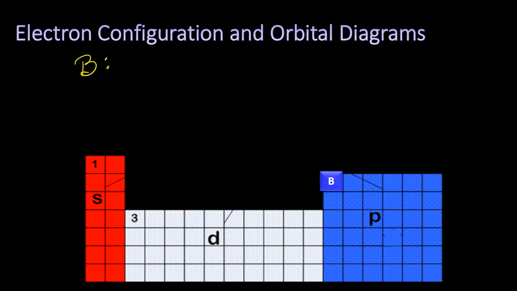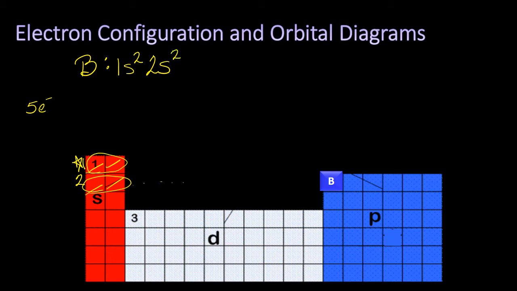Okay, how many electrons? 5. We have to place all 5 electrons. Where do we start? At the start. Okay, so we're in the first energy level. We have to go through these. So 1, and we're in the S block, 1, 2 positions. Now we go down to the second energy level, 2. We're still in the S block, 1, 2.